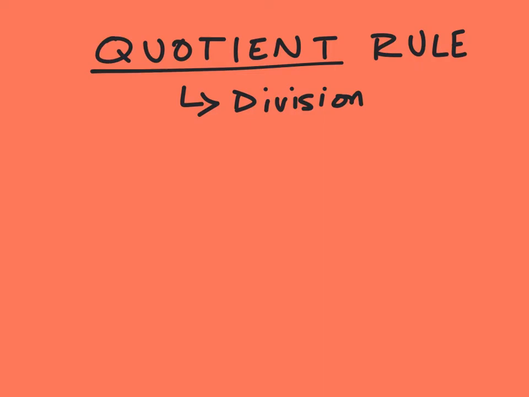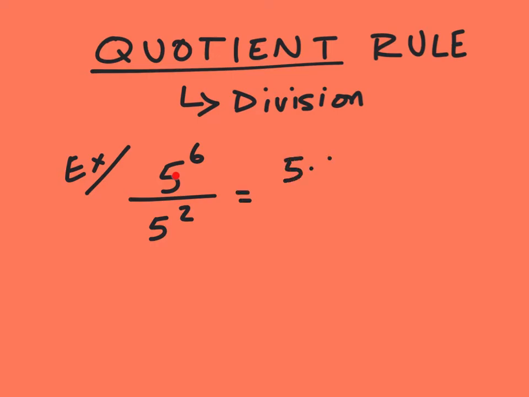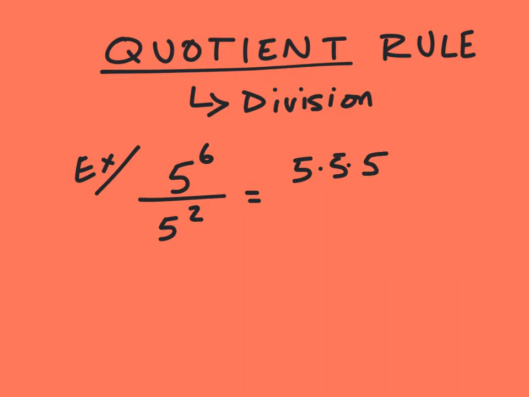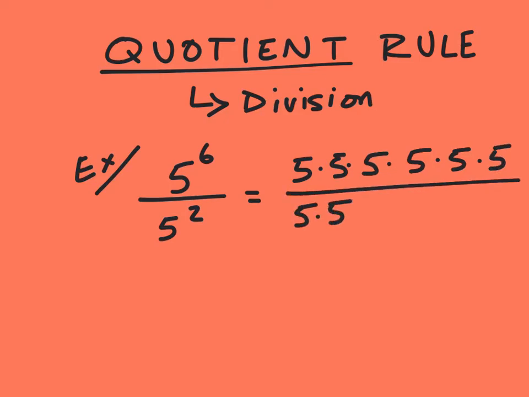All right, so let's take a look at something like this. Let's look at an example. Let's say I've got 5 to the 6th power divided by 5 to the 2nd power, okay? So if I'm dividing numbers with the same base, raised to exponents, let's expand this out. Let me write 5 to the 6th as 5 times 5 times 5 times 5 times 5 times 5, 1, 2, 3, 4, 5, 6, divided by 5 times 5, okay?